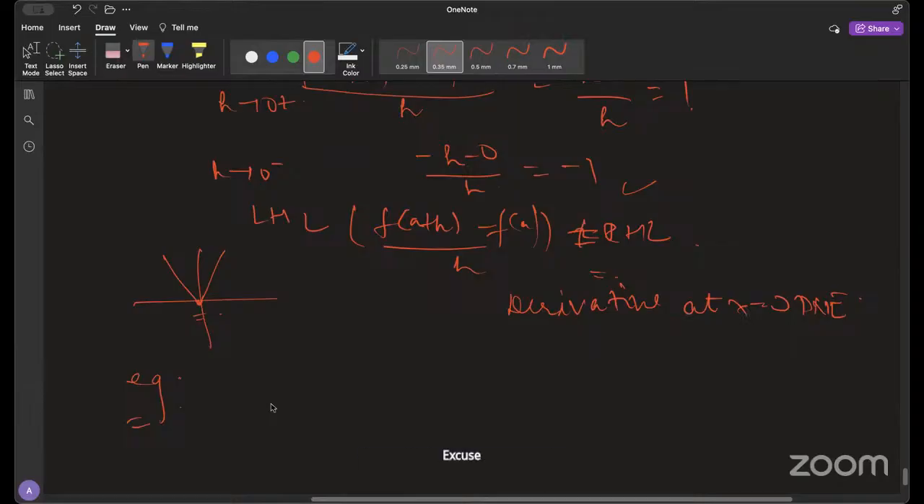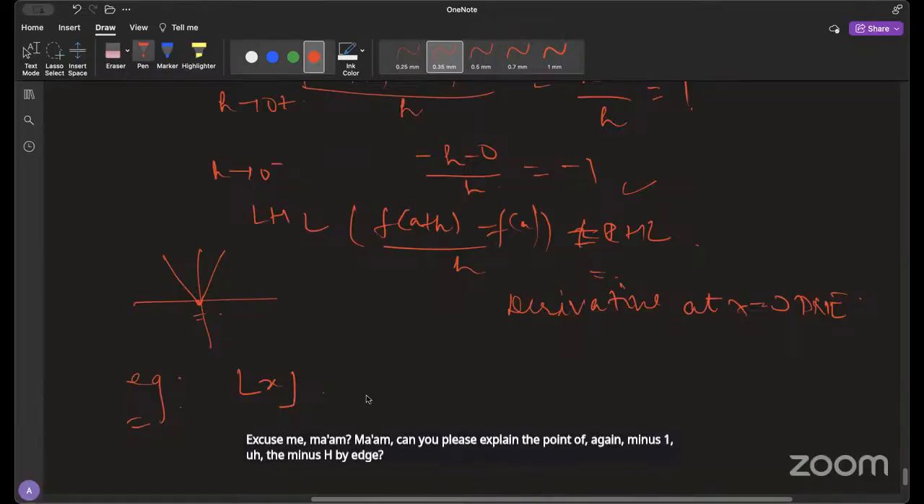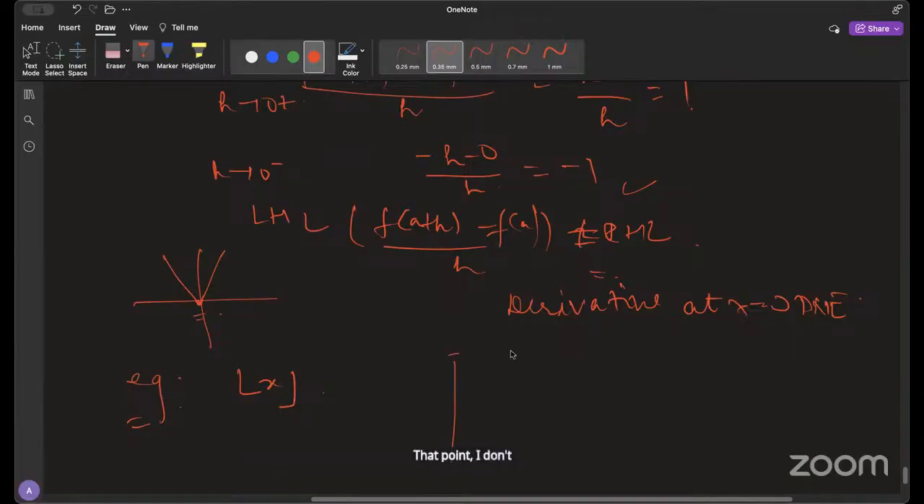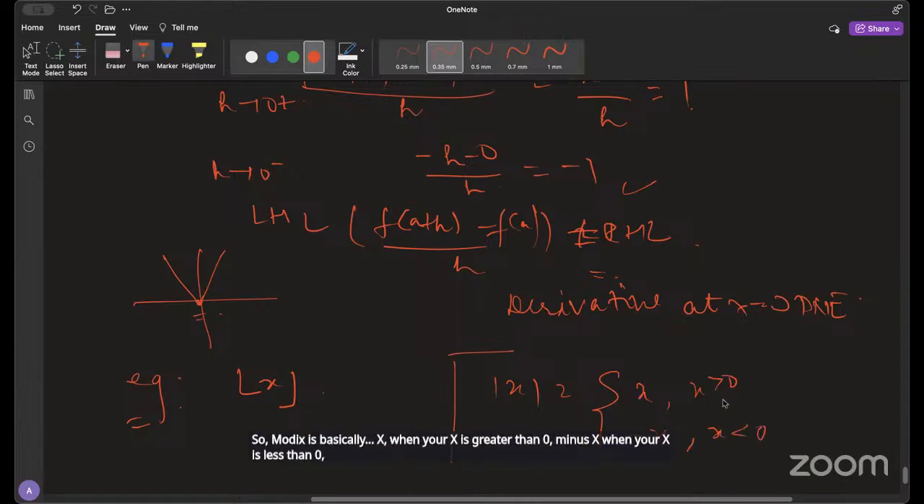Excuse me, ma'am. Yes. Ma'am, can you please explain the point of again minus 1, the minus h by h, that point? I don't get that. So your mod x is basically x when your x is greater than 0, and minus x when your x is less than 0, right? That's how you define it. You can take 0 to be any term.